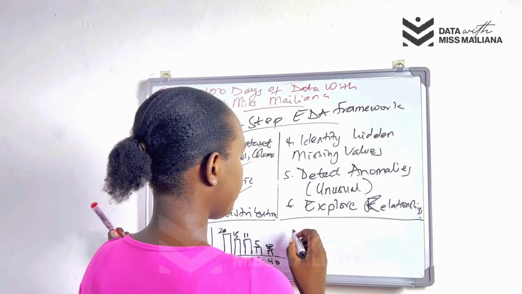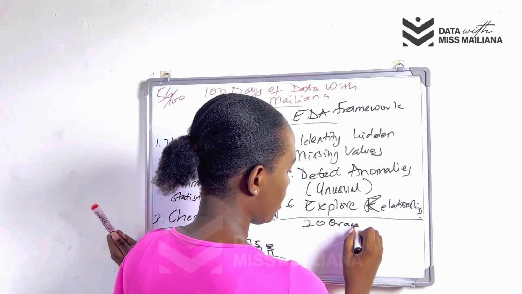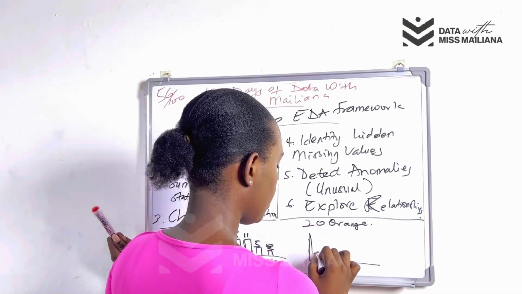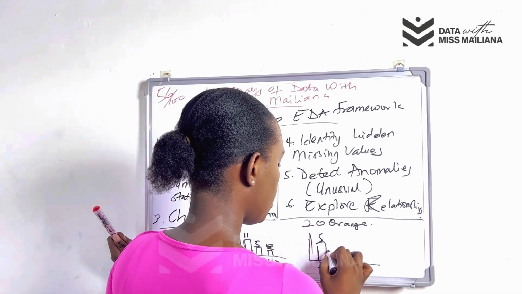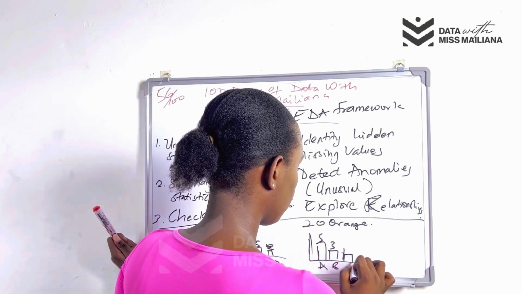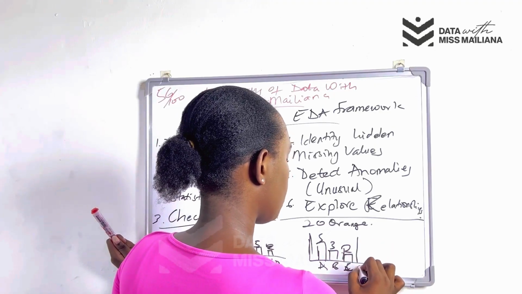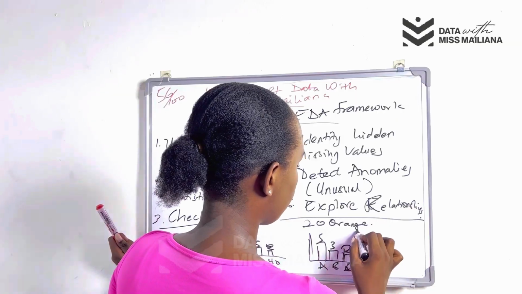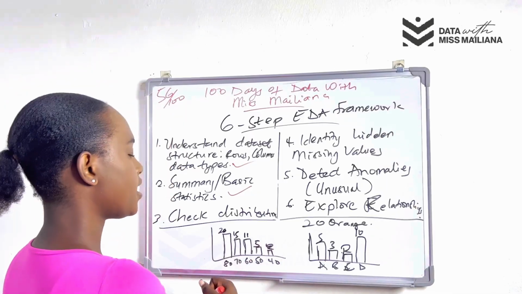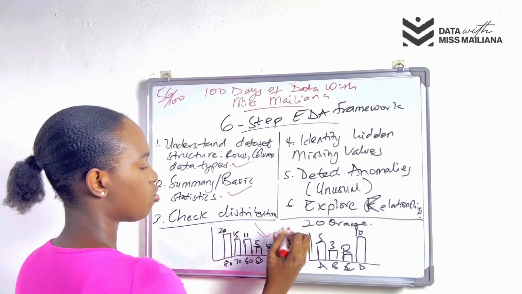Or you are sharing oranges. You are sharing 20 oranges, right? Then you give person A 5, you give person B 3, you give person C 2, you give person D 10, right? So you are distributing. So that's what we mean by checking distribution. So you can see that to check distribution, the easy way out is what? To use charts. All right, so use charts.